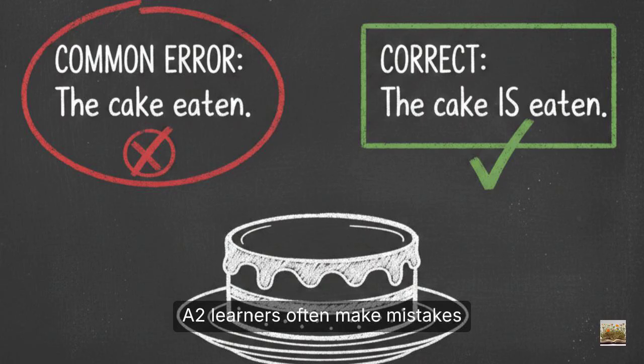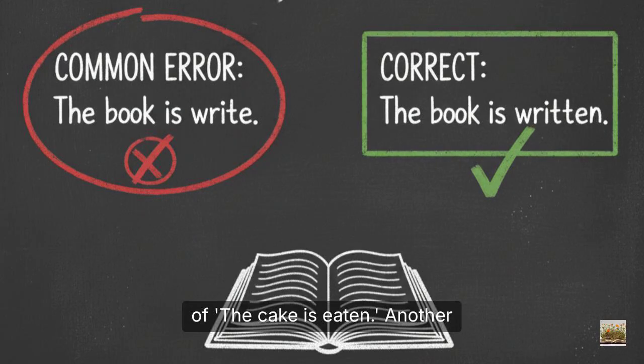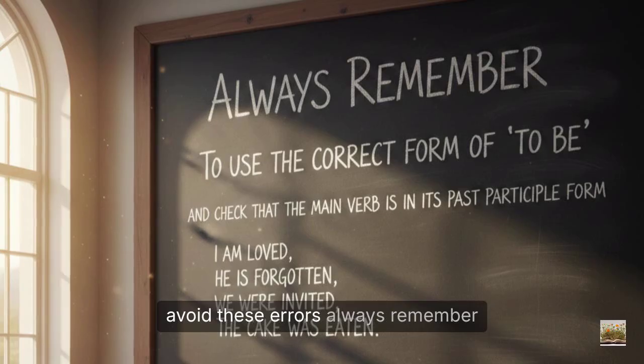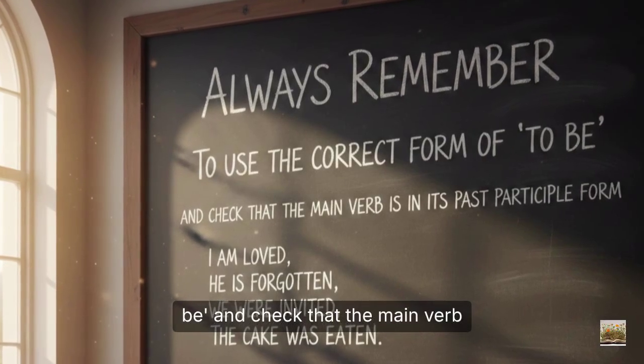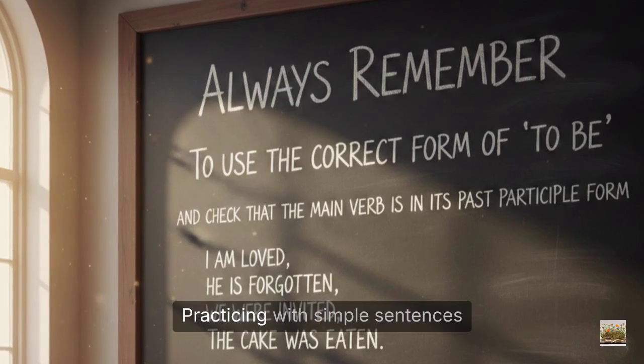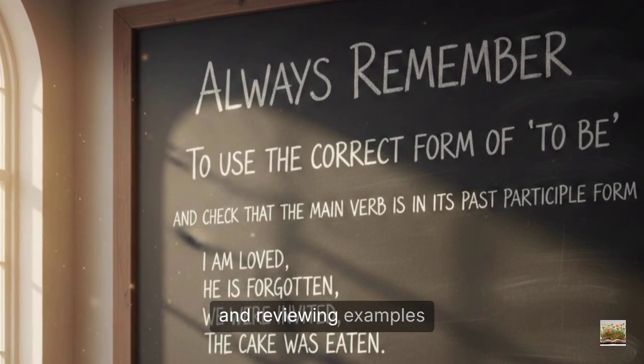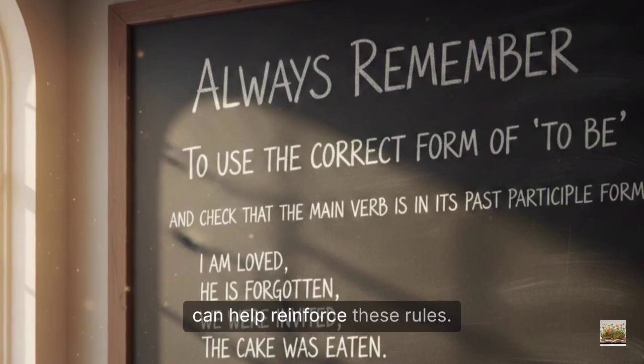A2 learners often make mistakes when using the passive voice. One common error is forgetting to include the verb to be before the past participle, such as saying "the cake eaten" instead of "the cake is eaten." Another frequent mistake is using the wrong form of the past participle, like "the book is right" instead of "the book is written." To avoid these errors, always remember to use the correct form of to be and check that the main verb is in its past participle form. Practicing with simple sentences and reviewing examples can help reinforce these rules.